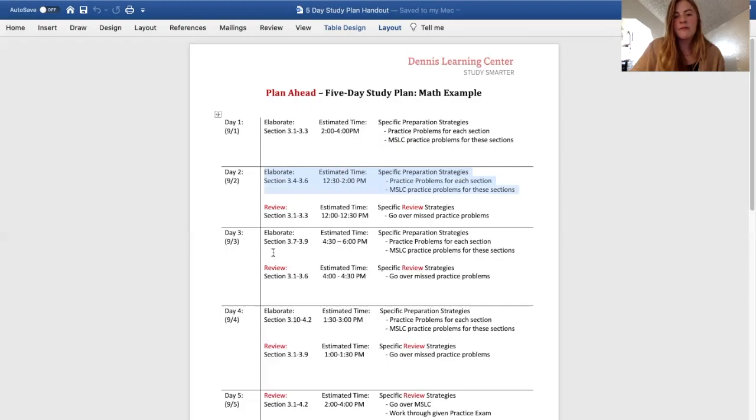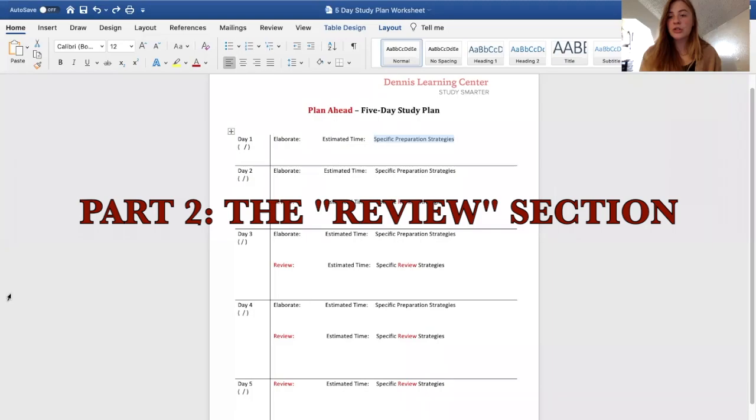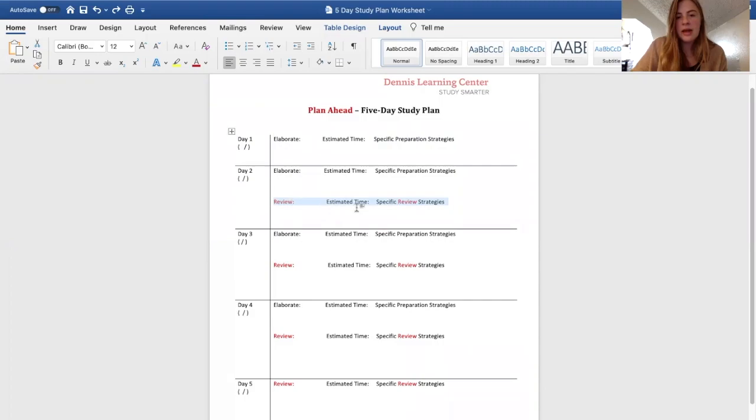So heading back now to our original template, you'll see that starting day 2, we have a new section: the review, estimated time, and specific review strategies. This is a little bit of where that distributed practice comes into play. It's really important to review the next day, for a set amount of time, the content that you studied the day before. You don't want to just study one day and then not look or touch that content again until the actual exam. It's important to reconsolidate that information on a daily basis. Not only are we going to be identifying what we're going to be studying new, we're also going to be identifying exactly how we will be reviewing the information that we studied the day before.